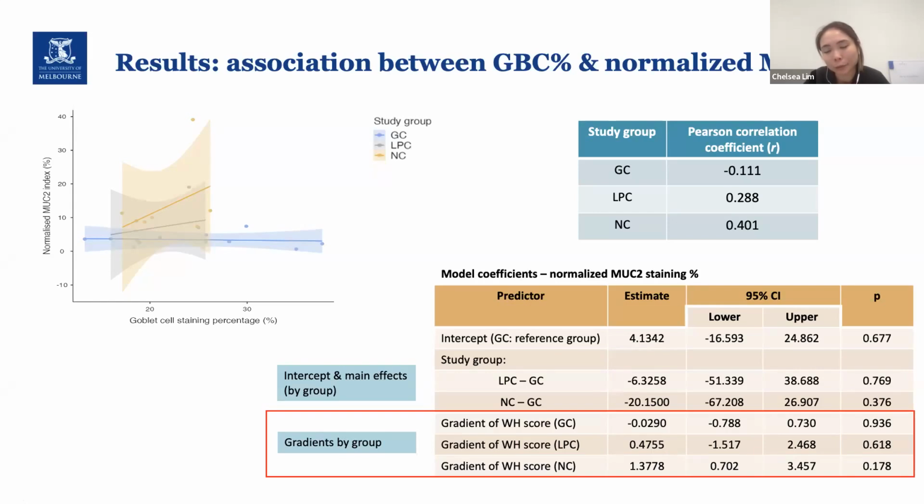And lastly, a moderate positive correlation was noted in non-colitis dogs, with a 1.37% increase in MUC2 staining percentage, MUC2 index, for every percentage increase in goblet cell numbers, as seen from the orange line here. Overall, none of these values were statistically significant.